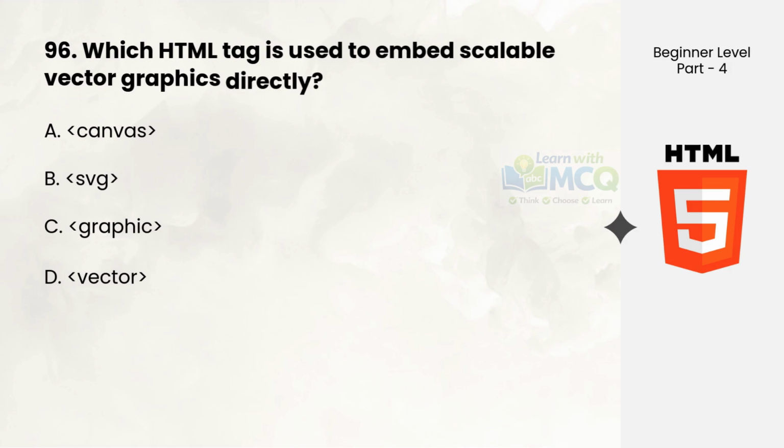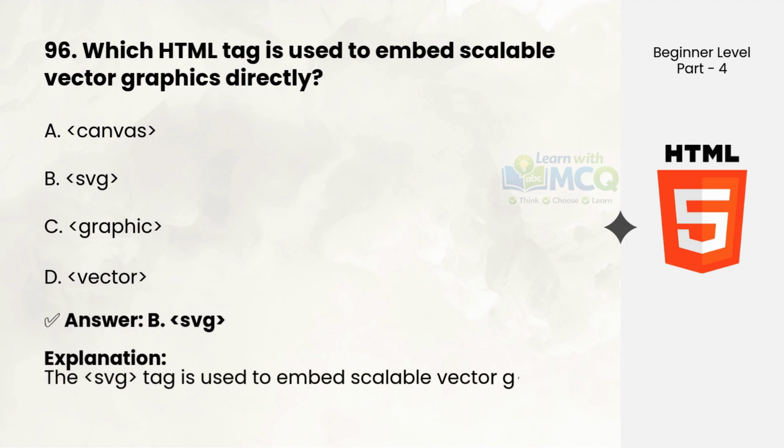Question 96. Which HTML tag is used to embed scalable vector graphics directly? Options are: A. Canvas. B. SVG. C. Graphic. D. Vector. The correct answer is B. The SVG tag is used to embed scalable vector graphics directly in HTML.